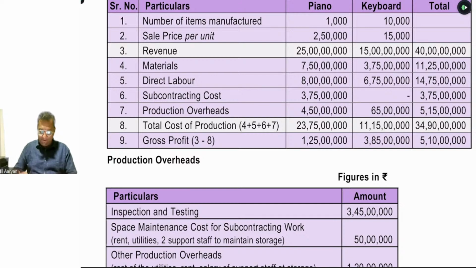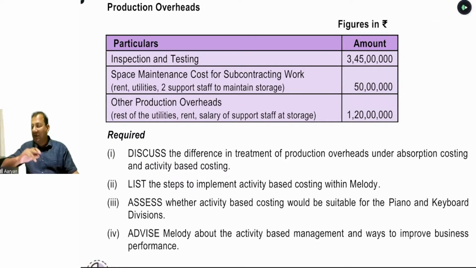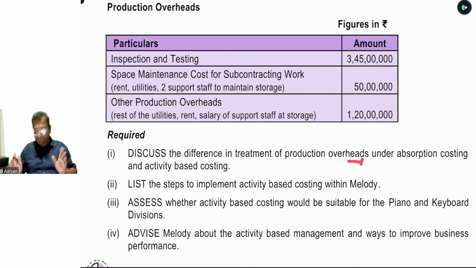Okay, beta, reading is complete. Now tell me, in requirement part number 1, whether we have to discuss with numerical calculation, we have to do calculation on our own, and based on that, we have to discuss the difference in treatment of production overhead. They are talking only about the production overhead, that is 5 crore 15 lakh. Under absorption costing, that is traditional method and ABC method. So we have to do discussion undoubtedly of production overhead treatment in traditional method and ABC method.